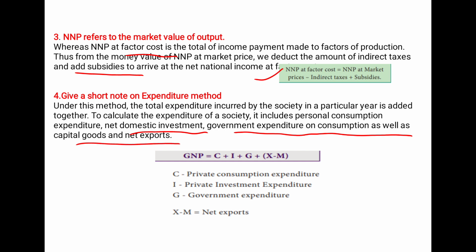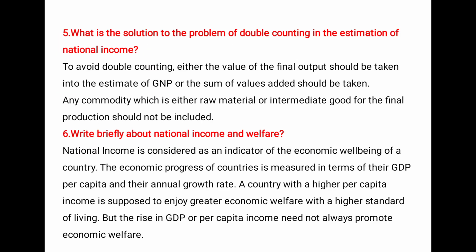So, there is a formula for expenditure method. GNP is equal to C plus I plus G plus X minus M. What does C stand for? Consumption expenditure. I stands for investment expenditure. G stands for government expenditure. And what is X minus M? It is nothing but export and import. So, this is regarding expenditure method. All this we have seen in the slides when I was teaching the lesson for you.